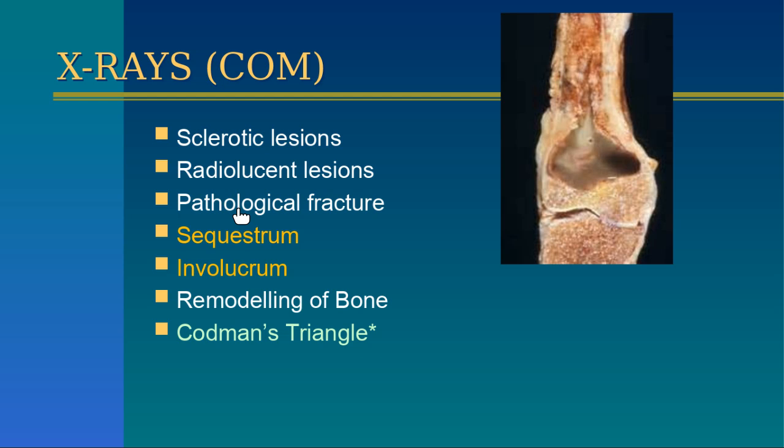So this slide is showing features of chronic osteomyelitis, and that's sclerotic lesions, radiolucent lesions, pathological fractures. Now, highlighted here would be sequestrum and involucrum. I was saying that involucrum would be new bone deposition in the face of chronic infection, whereas sequestrum would be dead bone surrounded by an island of pus.